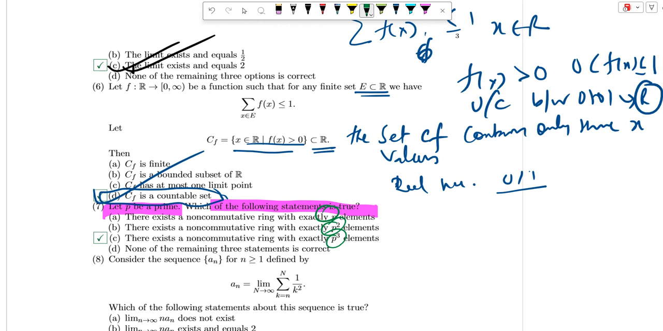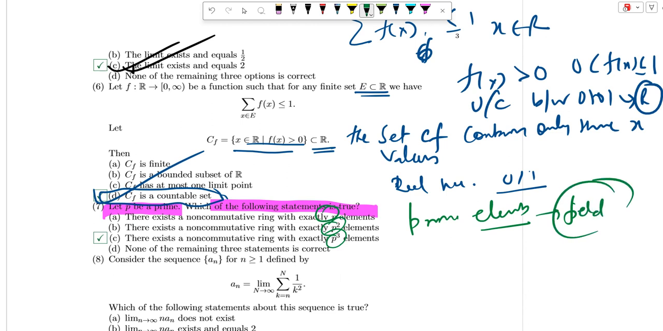there exists a non-commutative ring of exactly p elements. This is not always true. For a ring to have a prime number of elements, it typically needs to be a field. This is for sure. So a special type of ring with some additional properties. Most fields, including those with p elements, are commutative, and elements can be multiplied in any order. So this one is wrong. First one is wrong.